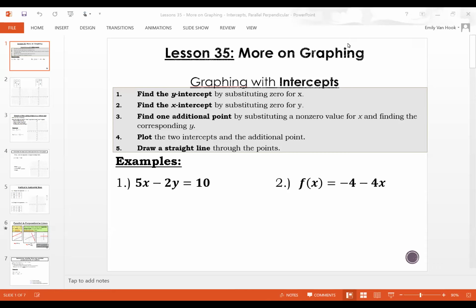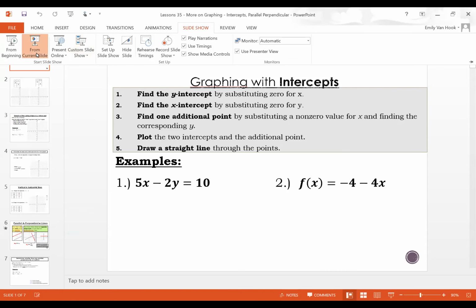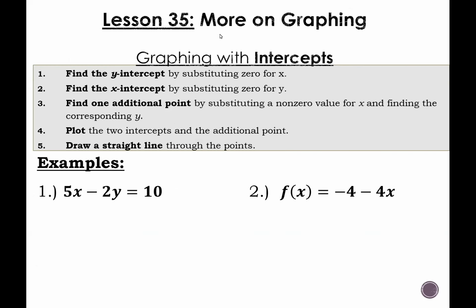You should have already heard of y-intercepts. You saw that with y equals mx plus b. So we will be finding the y-intercept, and we'll also be finding the x-intercept of a line. The steps are right on the slide here. Basically, it involves plugging in 0. To find the y-intercept of a line, we're going to plug in 0 for x right here.